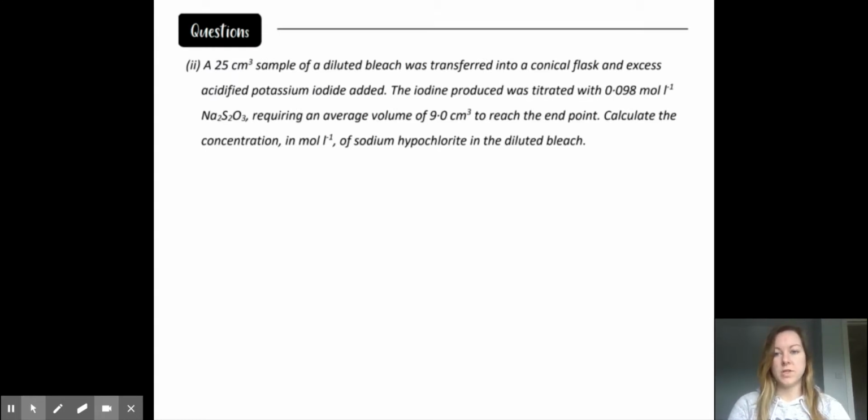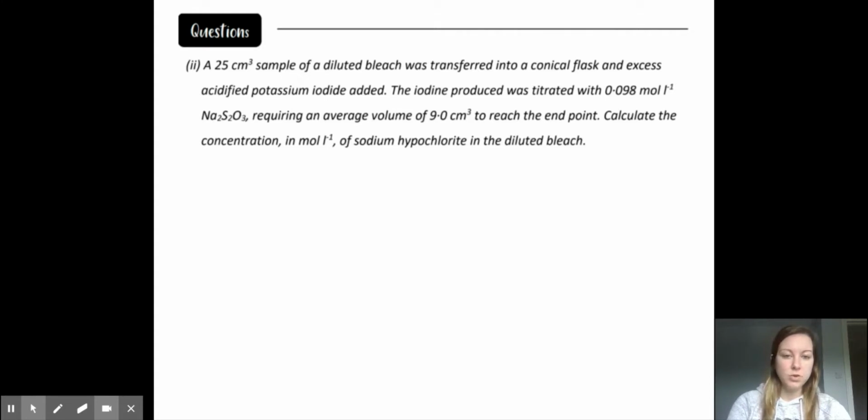Part 2 of this question is asking: a 25 centimetres cubed sample of diluted bleach was transferred into a conical flask and excess acidified potassium iodide was added. Remember, the potassium iodide is added to make the iodide ions into iodine. The iodine produced was titrated with 0.098 moles per litre of sodium thiosulfate, requiring an average volume of 9 centimetres cubed to reach the end point. We're being asked to calculate the concentration in moles per litre of the sodium hypochlorite in the diluted bleach.